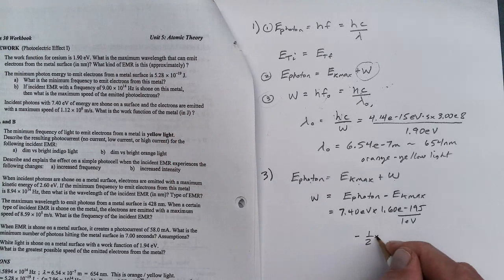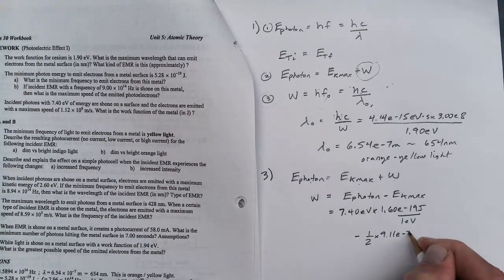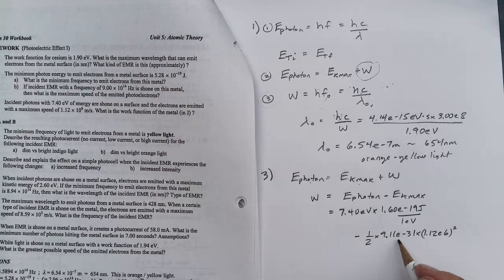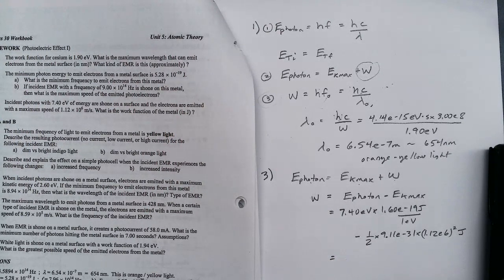1/2 times the mass. What's a photoelectron? So the mass of an electron, times the speed, 1.12 E6, and we have to square that. Now notice the units here. This is kilograms, this is meters per second, but we're squaring it, so the unit is in joules. I didn't put the units in the entire calculation, just showing what the unit is there. 7.4 times 1.6 exponent -19, subtract away 1/2 times 9.11 exponent -31 times 1.12 exponent 6 squared.